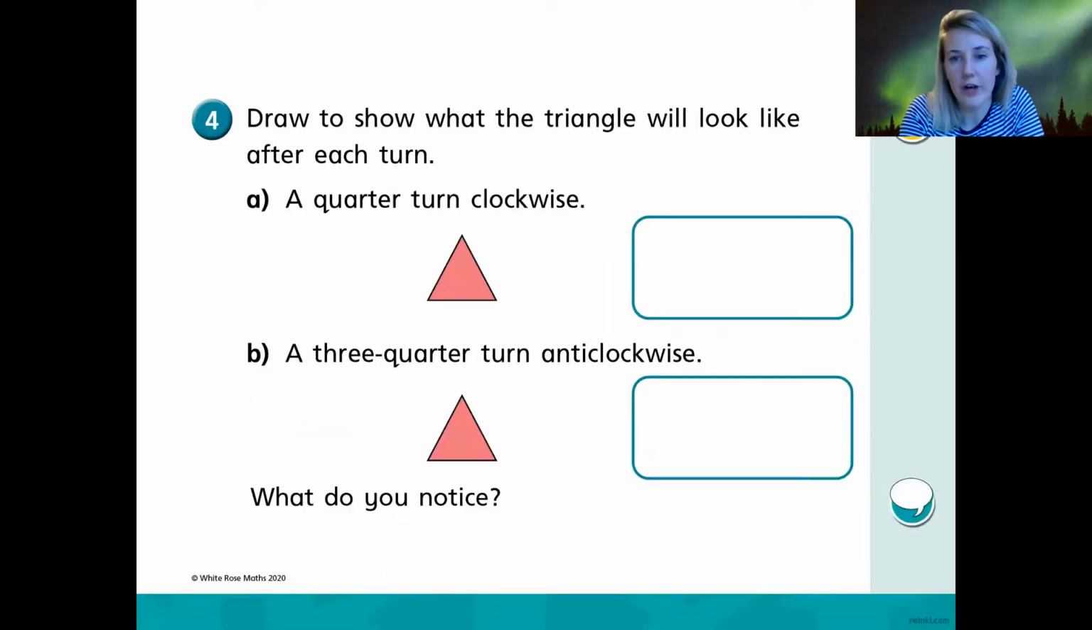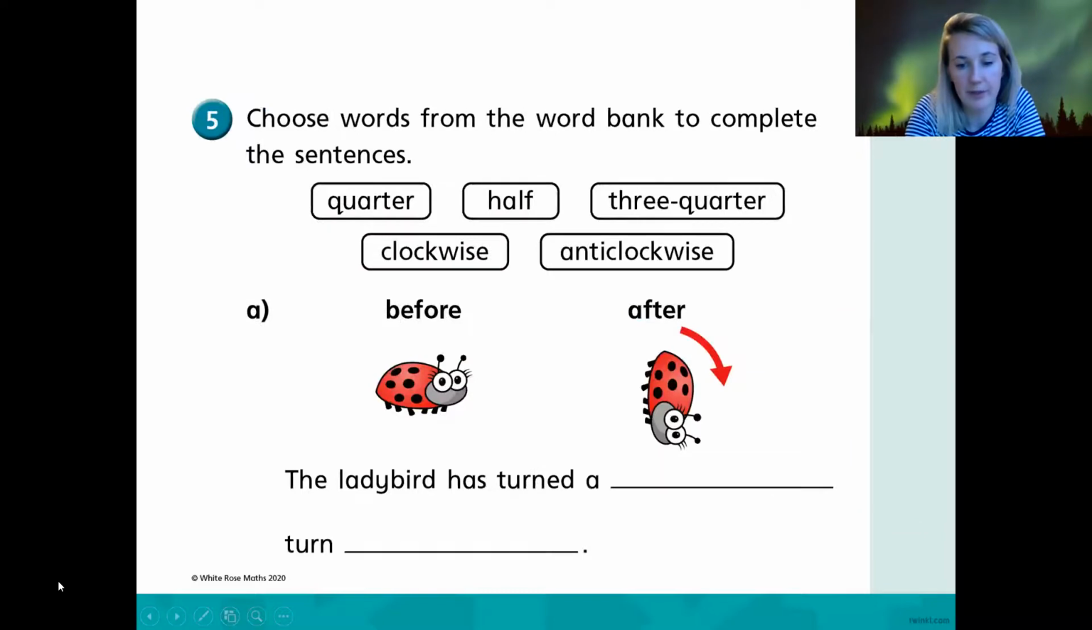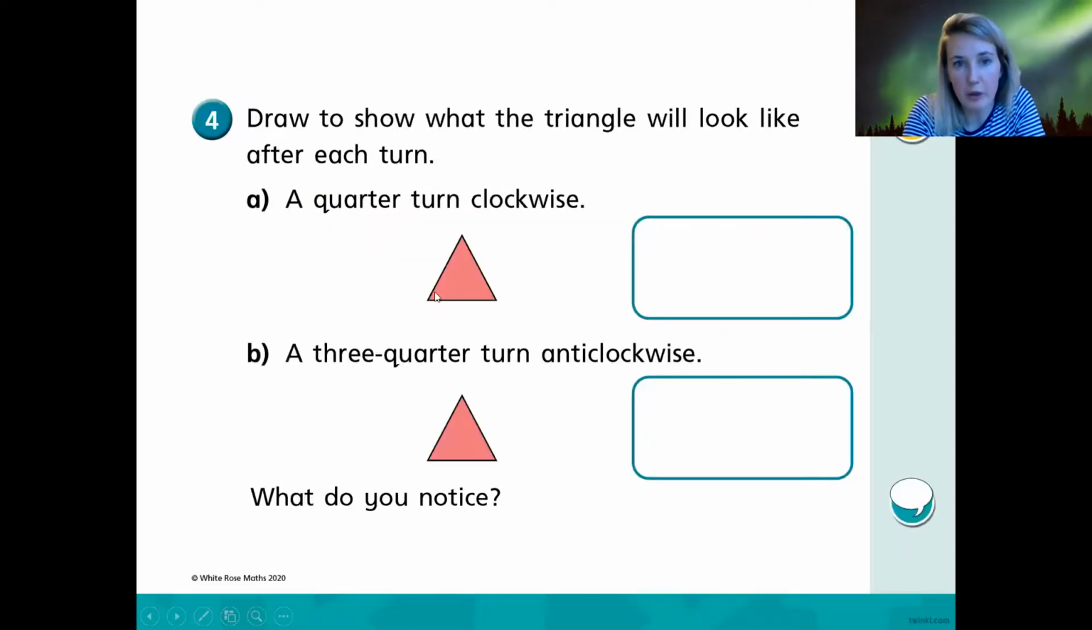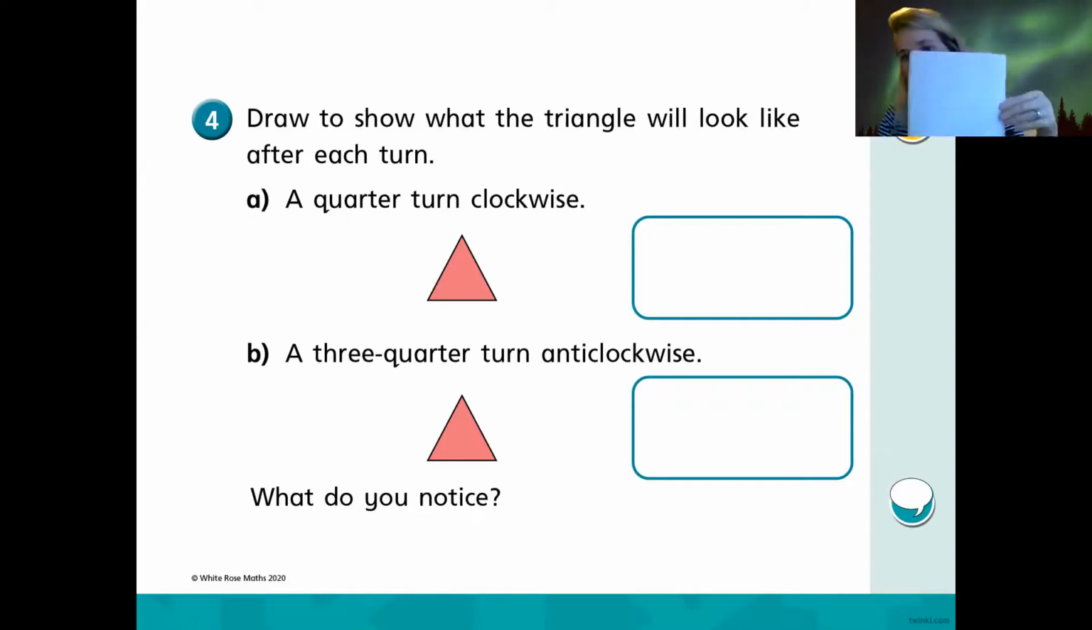Draw to show what the triangle will look like after each turn. Again, pause me if you want to have it on your own, or we can work through it together. We're on question 4, a quarter turn clockwise. So the triangle, let's draw it for you. The triangle is pointing that way, and it's going a quarter turn clockwise. So it's pointing that way now. You see?